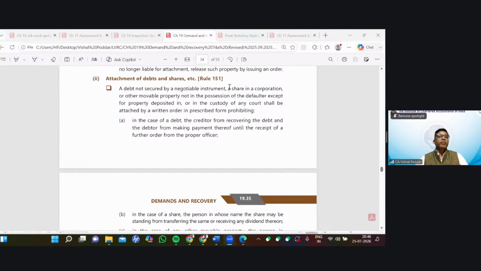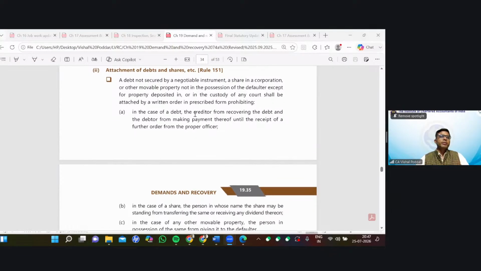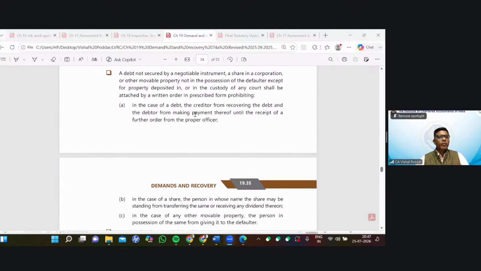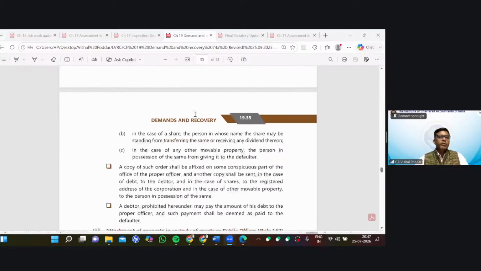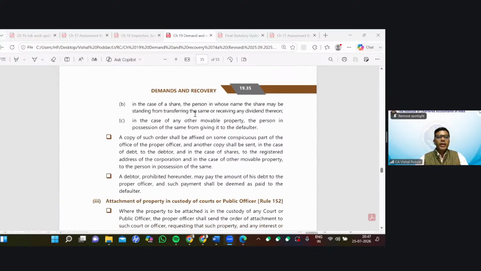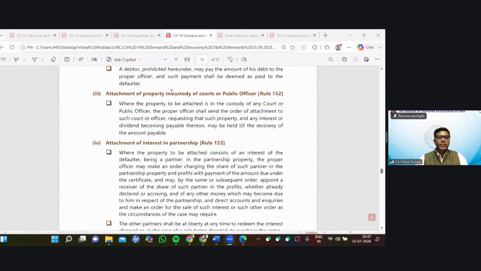Next, attachment of debts and shares. A debt which is not secured by a negotiable instrument, or a share in a corporation or other movable property not in possession of the defaulter, except for the property deposited in or in custody of any court, shall be attached by a written order in the prescribed form. So, similar to the above provision, this rule also allows that the property which is a debt or a share can be attached.